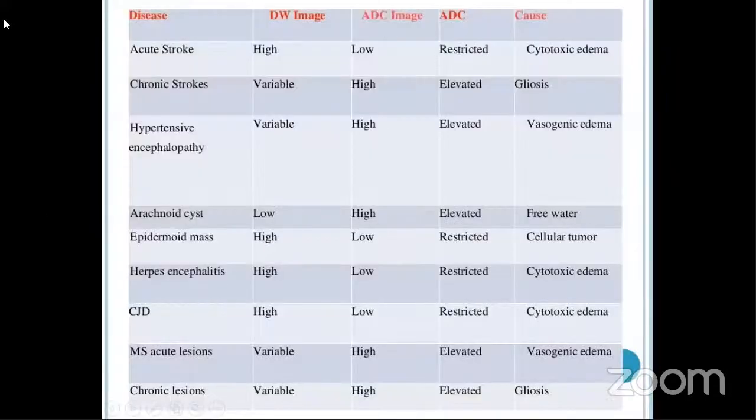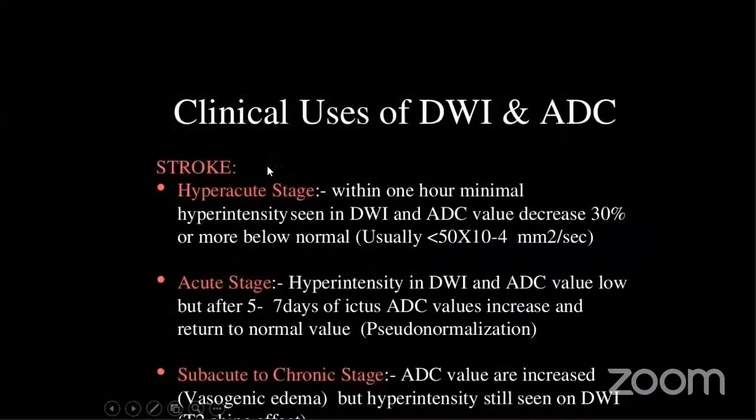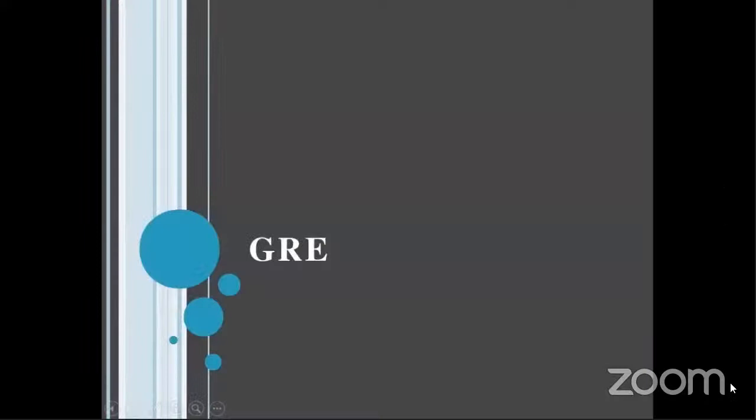Among the various disease entities, just remember acute stroke. Okay, high in diffusion weighted images, ADC will show low signal intensity. This is caused by cytotoxic edema. Other than stroke in hyperacute, acute, and chronic stages, what are the other clinical uses? As I said, it is used in malignancies. They also show restricted diffusion.